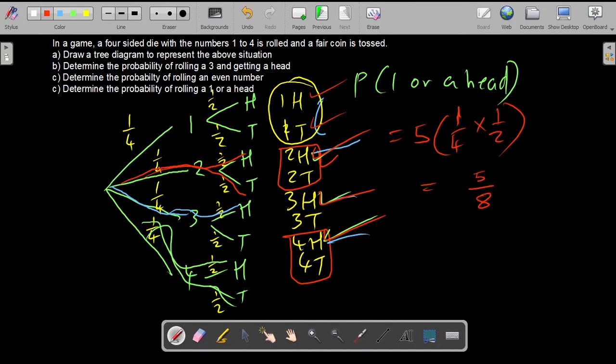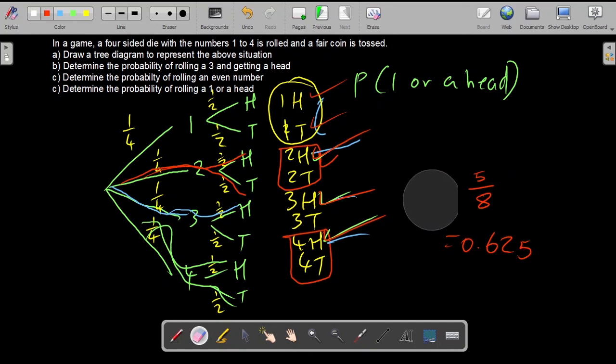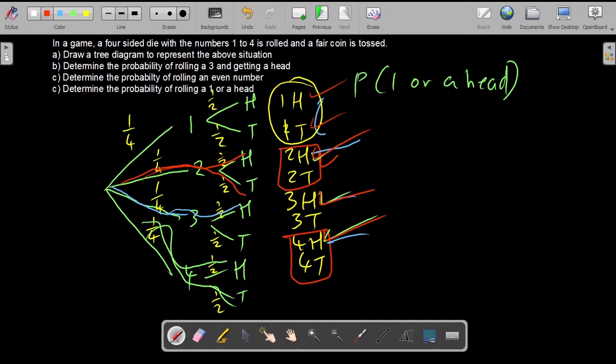Right? So 5 over 8 is the answer that you expect, and if you write it in decimal form, it should be 0.625. And if you want to make it longer, or if this doesn't really make sense to you right now, then what we're doing is we want to land either at 1 or a head. And in each case, if we land at 1, we aren't saying anything about the coin toss. So it can be anything. So once only one value is specified, then you don't really care about everything else that follows.